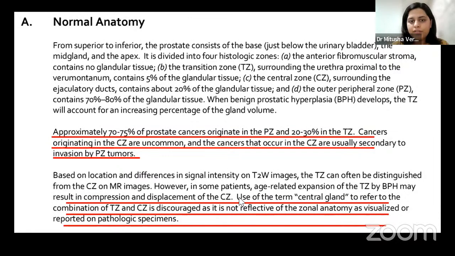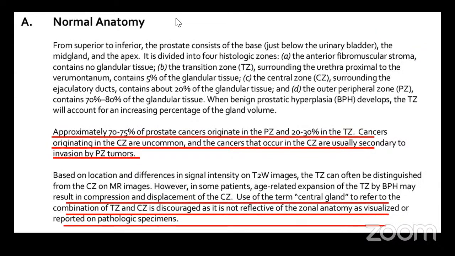Again, one important point from the same document: use of the term central gland to refer to the combination of transition zone and central zone is discouraged, as it is not reflective of the zonal anatomy as visualized or reported on pathologic specimen. So basically the sectoral or zonal anatomy which we have been using in our templates, or which PIRADS version 2.1 recommends, is to keep everything standardized so that your report, if it is read anywhere in the world, gives the best idea about the location of the neoplastic process for guiding biopsies. And after that, when the biopsy cores are sent for histopathology, similar locations can be utilized and a good histopathology report can be created.